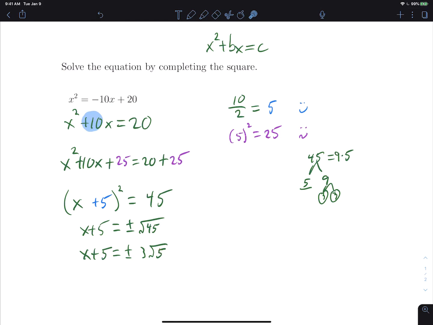And at this point, just get the x by itself by subtracting the 5 from both sides, which gives me x equals negative 5 plus or minus 3 root 5. And this is as far as we need to go here. The reason that we don't break this up and combine them is because one does not have a radical and one does have a radical. Remember, only radicals affect other radicals. So as a result, these are not what we consider like terms. Therefore, we are completely done.